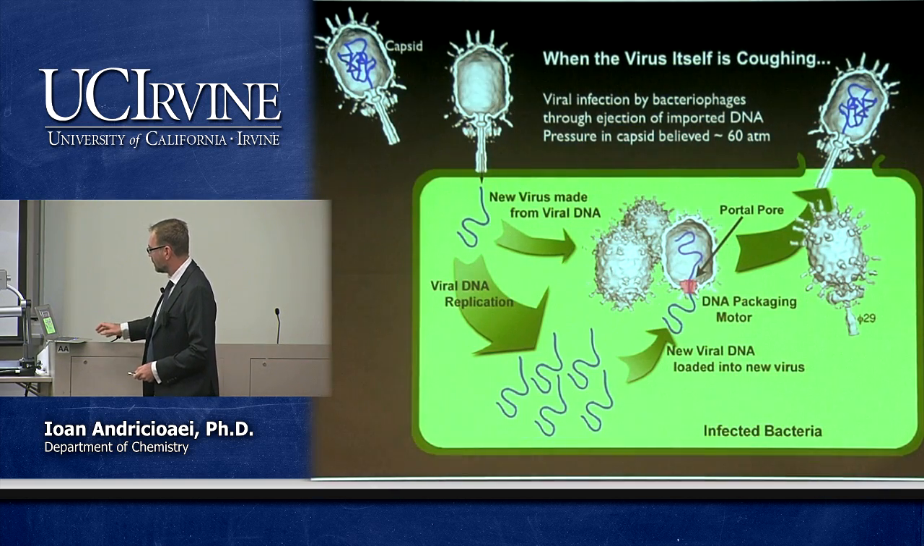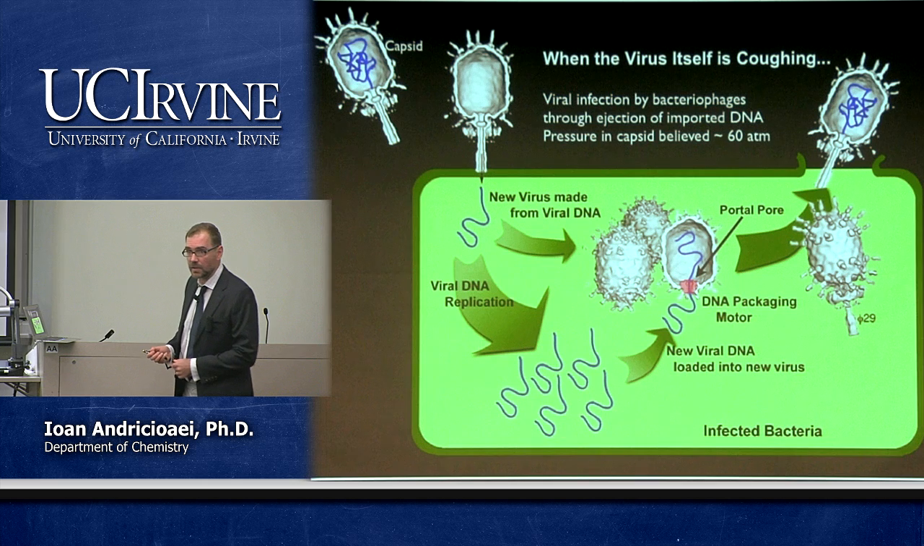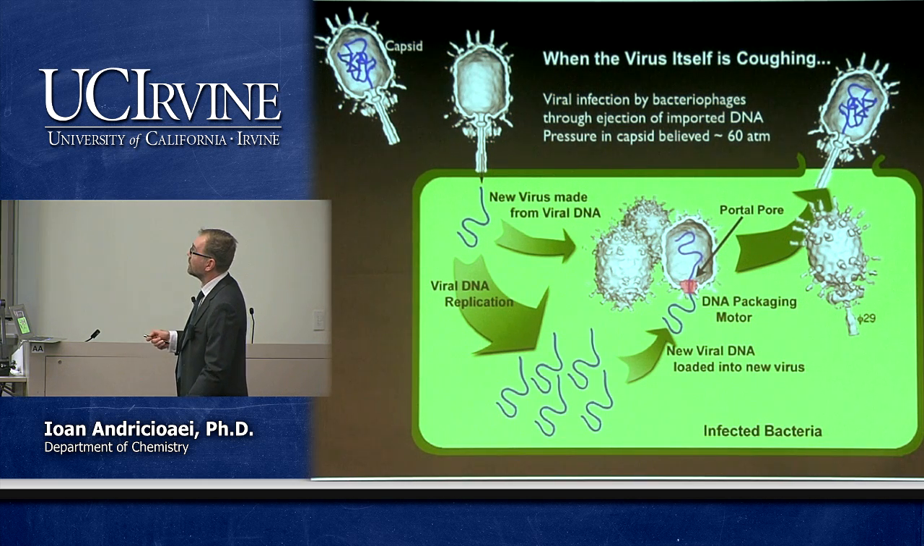Okay, so you probably know the details of it. In bacteriophages, which are a certain kind of viruses, you have a capsid, you have a shell of proteins, and inside that shell, DNA is packed. It's packed at about 60 atmospheres. A good champagne is at about 6 atmospheres, so this is about 10 times the pressure in a champagne bottle.